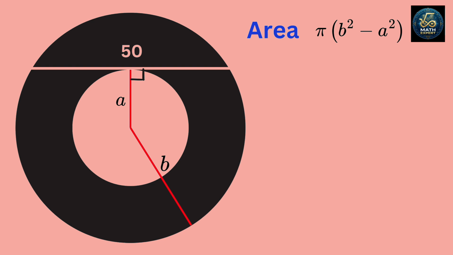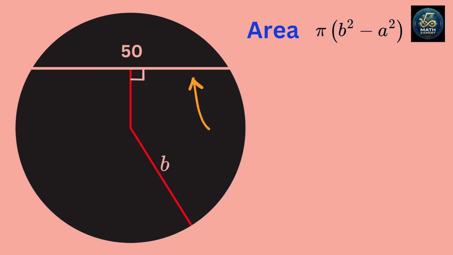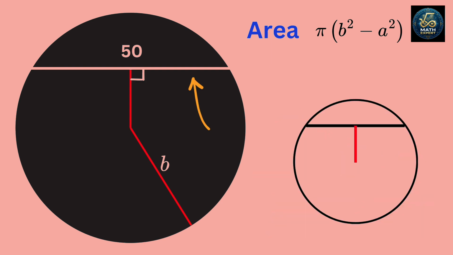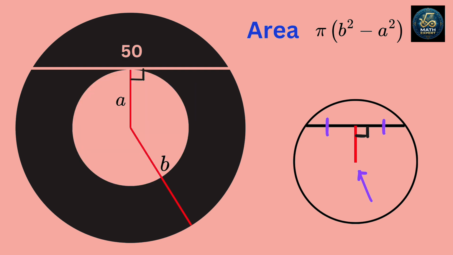Not only that, now consider this outer circle. This same line is a chord to the outer circle, and here comes the magic. In a circle, if you draw a line that is perpendicular to the chord from the center of the circle like this, then that line divides the chord into two equal parts, and it is also called a perpendicular bisector. So, the radius of this inner circle will divide this line into two equal parts. Thus, this length will be 25 centimeters.